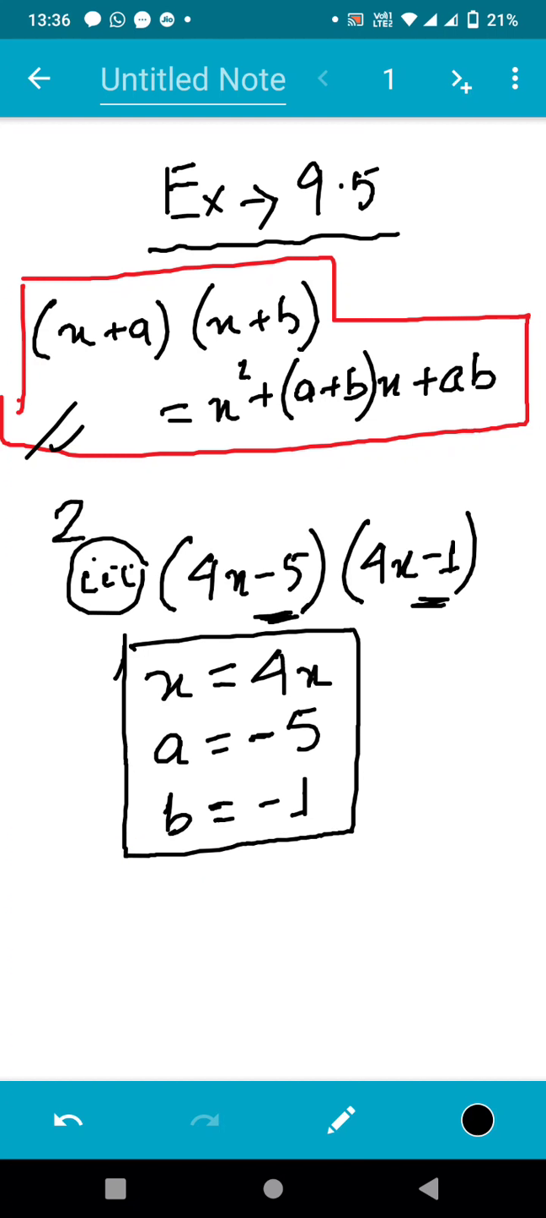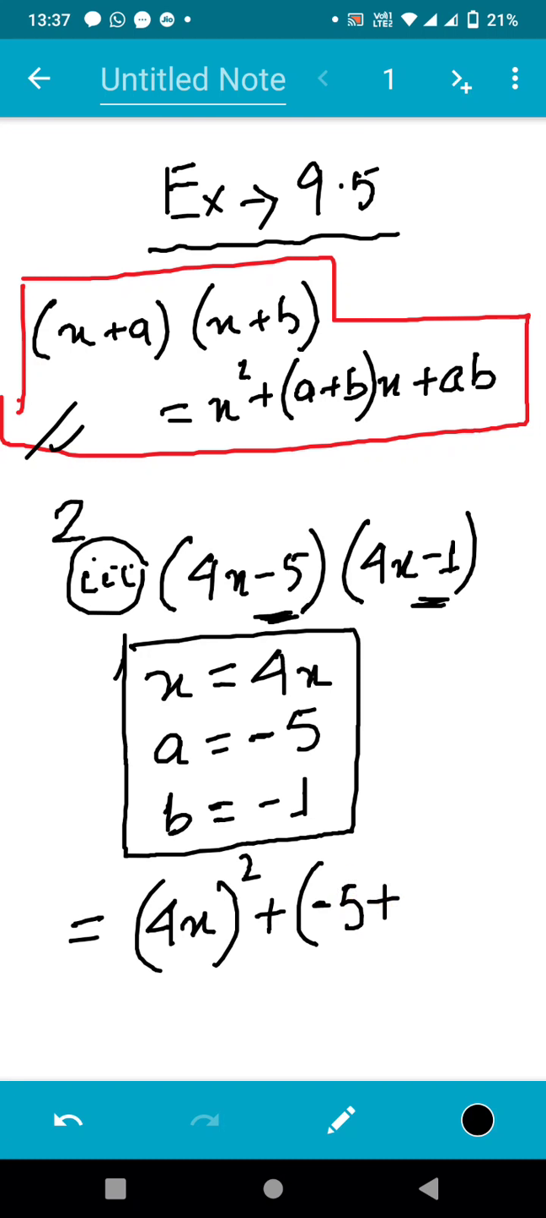Now according to the identity, what do we have to write first? x square. What is there in the place of x? That is 4x. So we'll first write x, then we'll do the square of this. So x square is done. Then what is in the identity? A plus sign, so we'll put a plus sign. Then inside the bracket we have to write a plus b. What is a? We have minus 5. Then a plus sign. As b is also negative, we'll write b inside the bracket, and then we'll close the bracket.